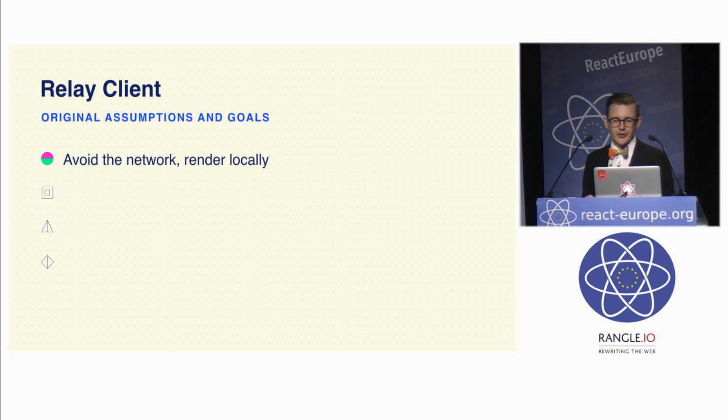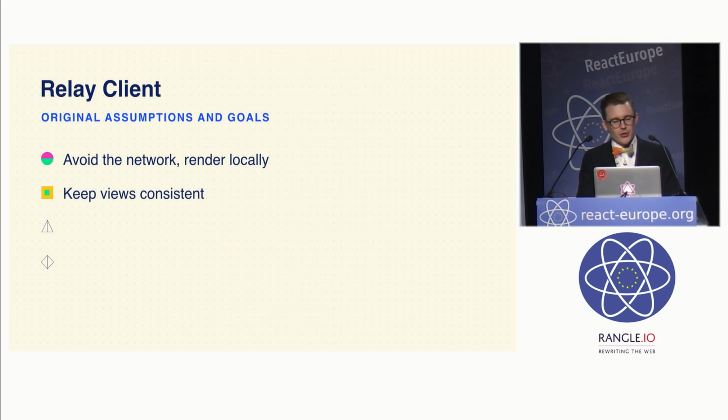So when we first built Relay, we started with a handful of original assumptions. We wanted to use data from our cache as much as possible. That way, the local machine is going to be fast and the network is going to be slow. We wanted to avoid the network whenever we could, and when we did have to go to the network, we wanted to send the smallest query that we had to.